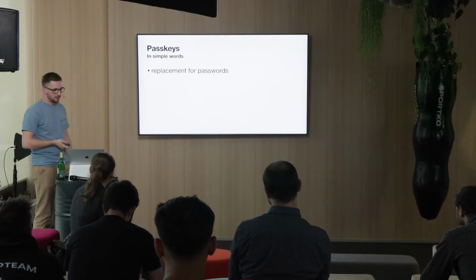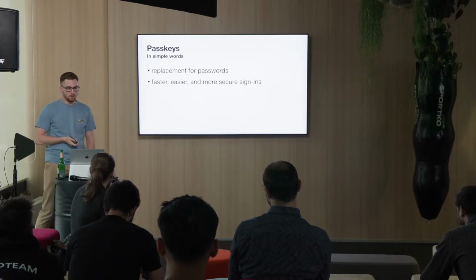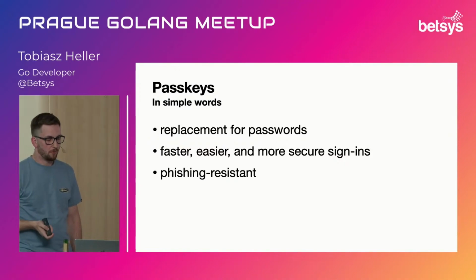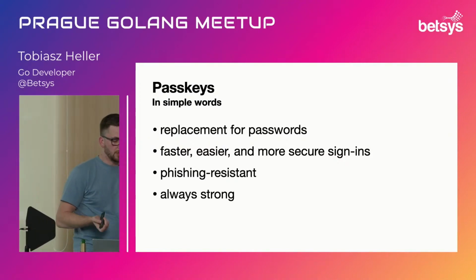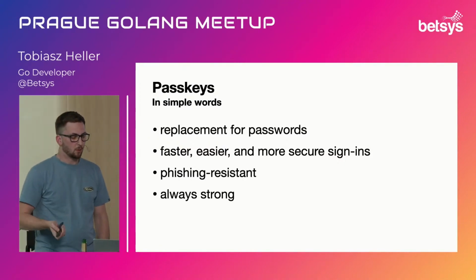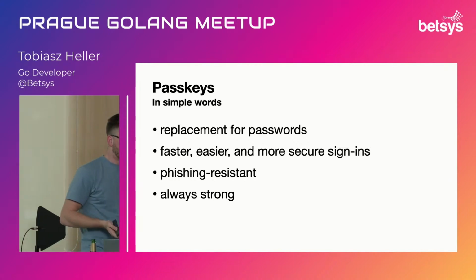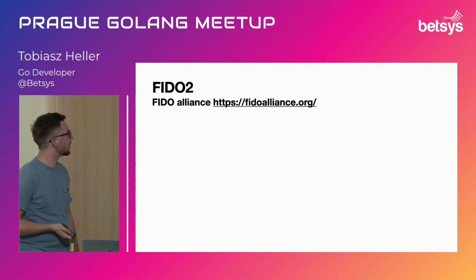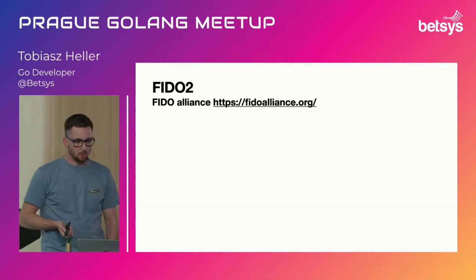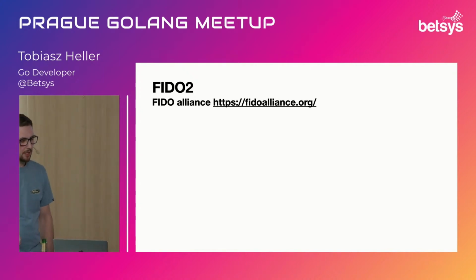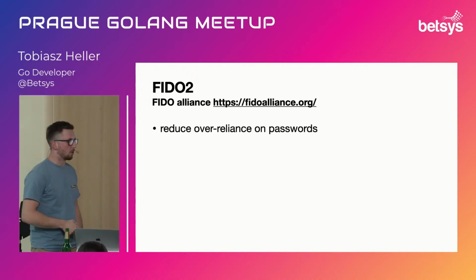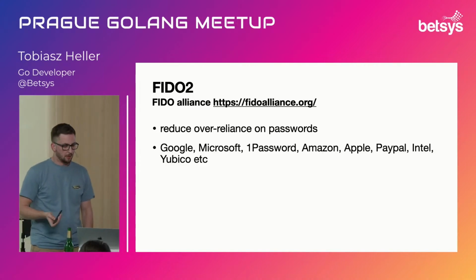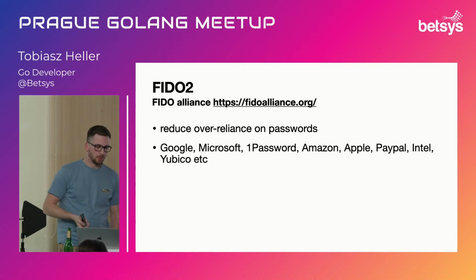So in simple words, Passkeys are a replacement for passwords. They should provide faster, easier, and more secure sign-in. They are phishing resistant, and they are always strong. What it means is that you can have a weak password, but a Passkey by default is always strong because it is based on public key cryptography. And who's behind it? There's the FIDO Alliance, which is responsible for defining standards to help reduce over-reliance on passwords. They have many members, and they are responsible for designing those standards.